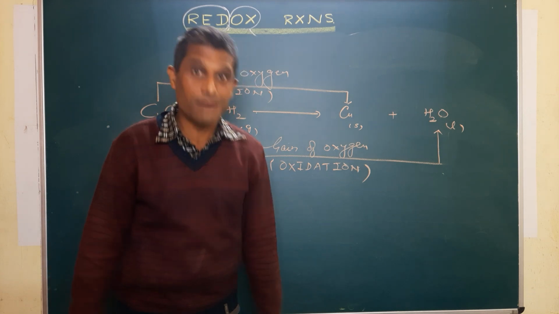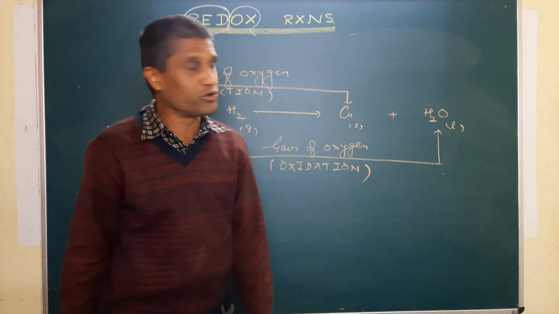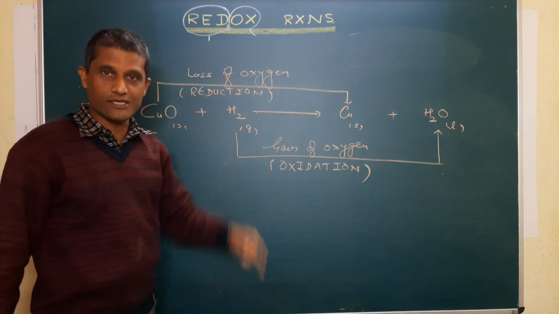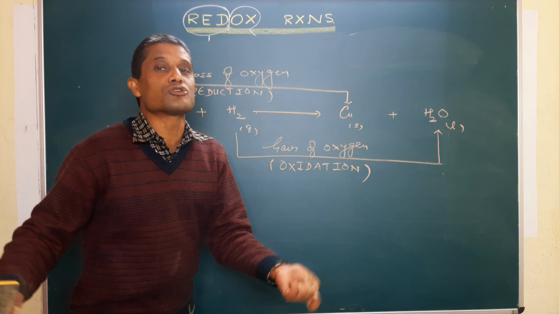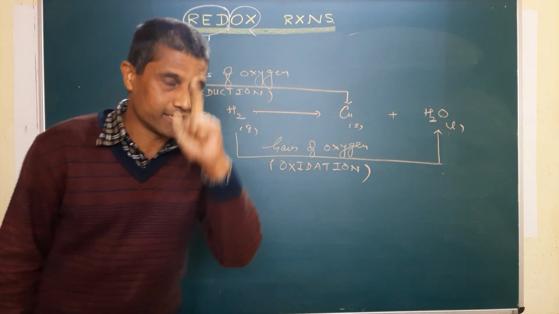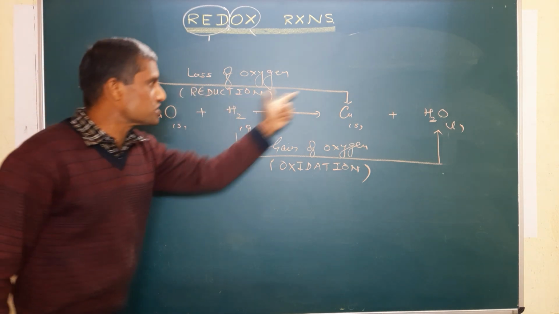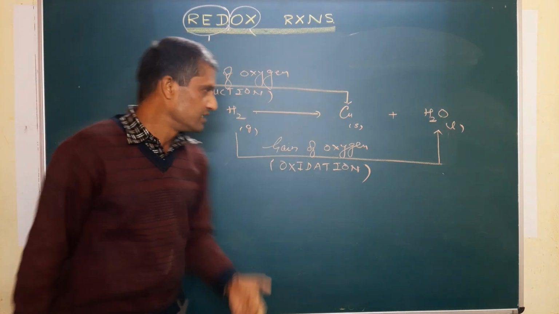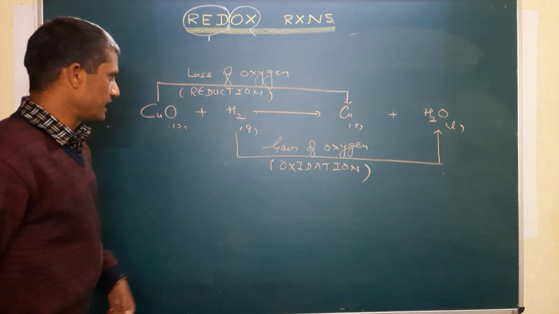Now the time has come to find out the reducing agent and oxidizing agent. As I have told you, whatever action is running across this chemical reaction is being carried out by an agent. If oxidation is going on, there is an oxidizing agent. If reduction is going on, there is a reducing agent. So let us figure out which is the oxidizing agent and which is the reducing agent.